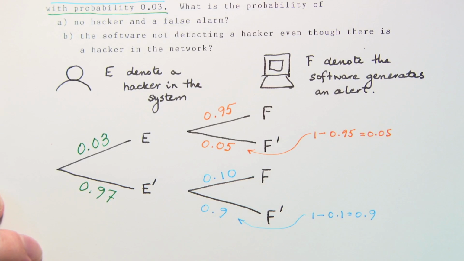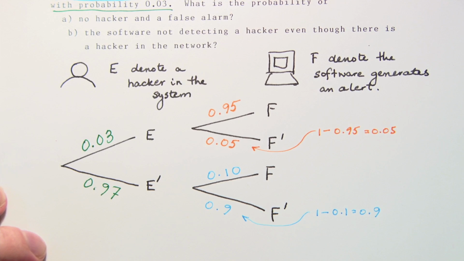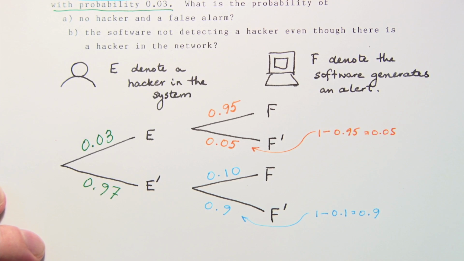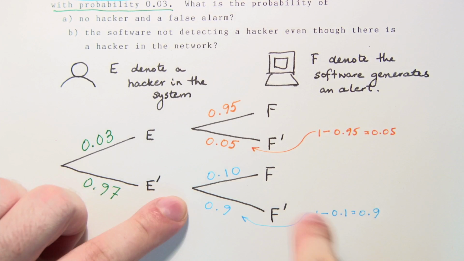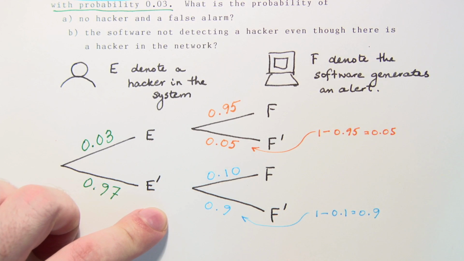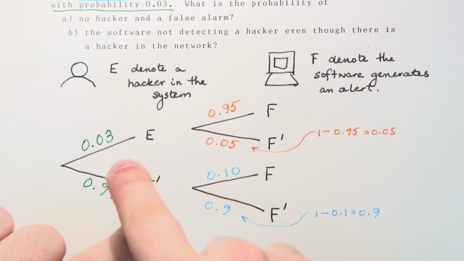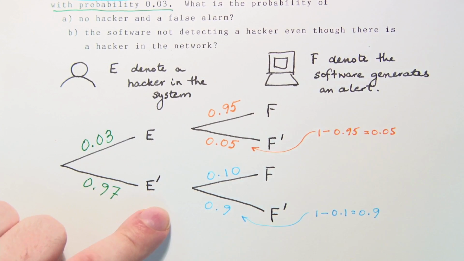So part A is asking me, no hacker, what is the probability that there's no hacker and a false alarm? So this is no hacker and there is a false alarm. Okay, so I get to follow this branch right here.